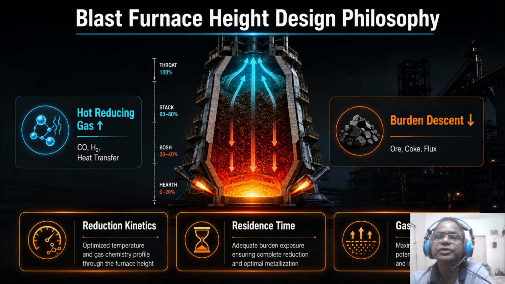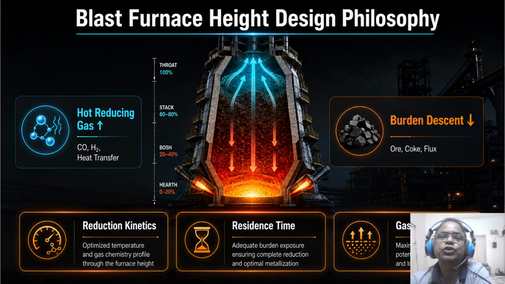First, hot reducing gases, mainly carbon monoxide and hydrogen, move upward from the tuyere zone. These gases carry heat and reducing potential upward through the burden column. At the same time, the burden material, ore, coke, and flux, move downward under gravity. Now the furnace height determines how effectively these two streams interact.